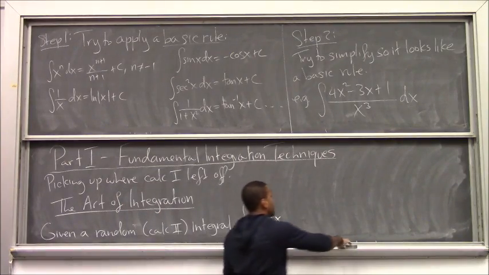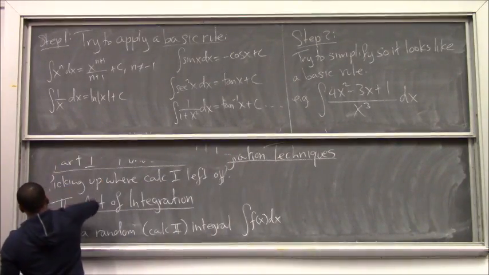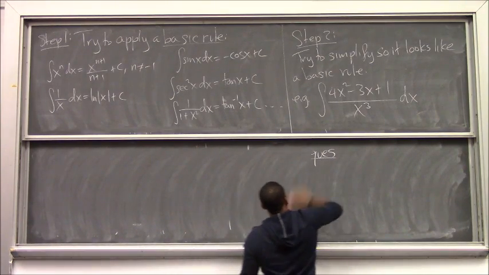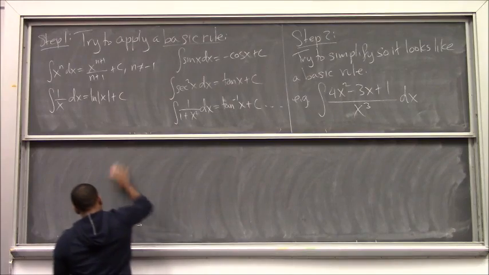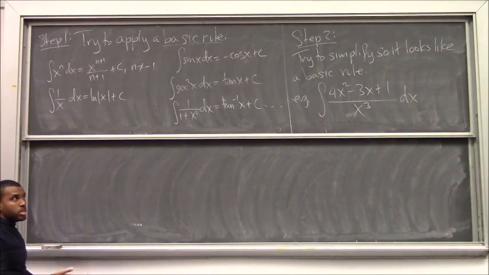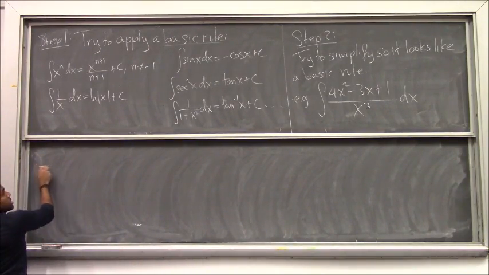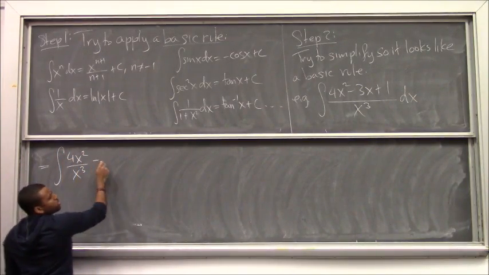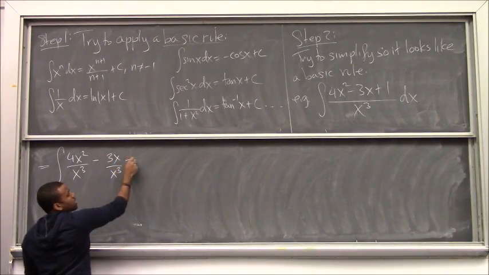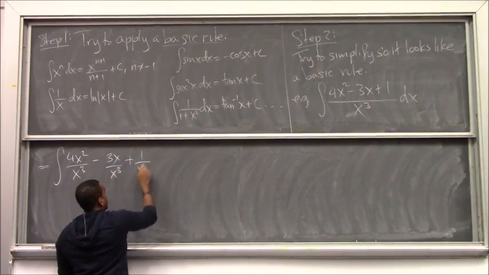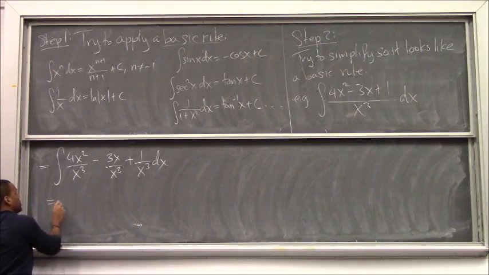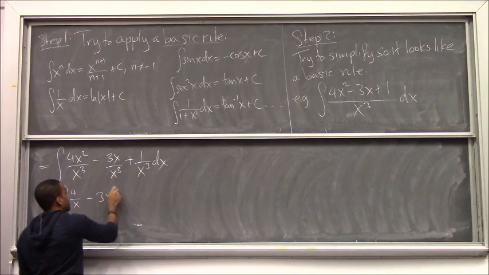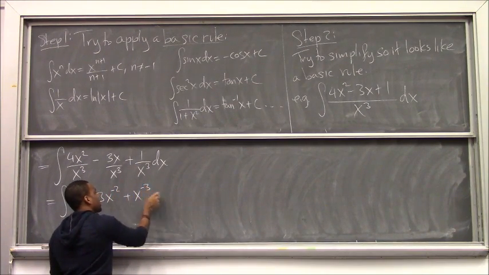Panic? No, you don't panic. All you do is say, well, it doesn't look like a basic rule that I have. Can I simplify it so that it looks like basic rules that I have? The first thing you're going to do is notice that there's a single term in the denominator. Let me actually divide it into each thing. So you get 4x squared over x cubed minus 3x over x cubed plus 1 over x cubed. You probably skip this step in practice. So this would give you 4 over x, this would give you 3x to the minus 2, and this will give you x to the minus 3 dx.